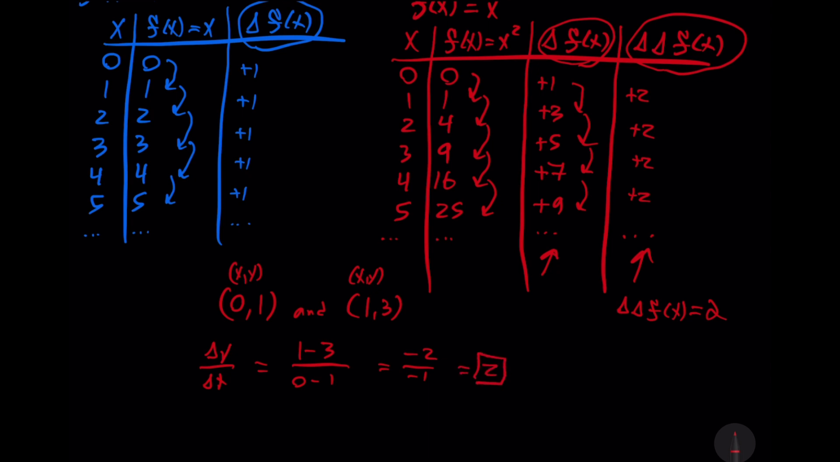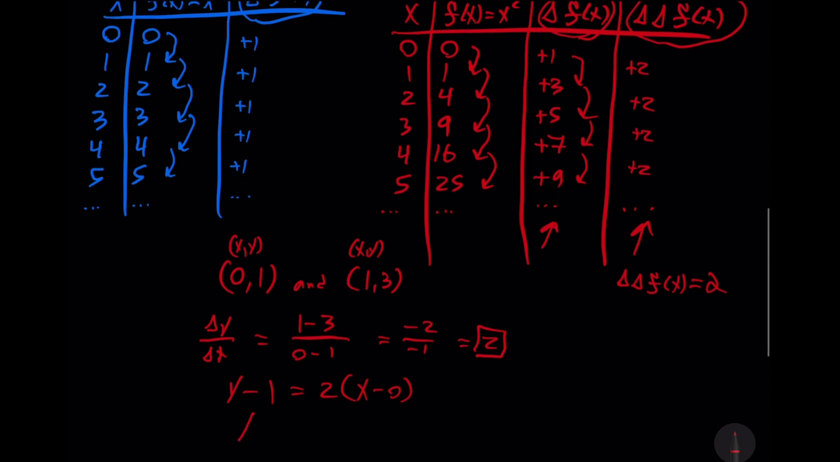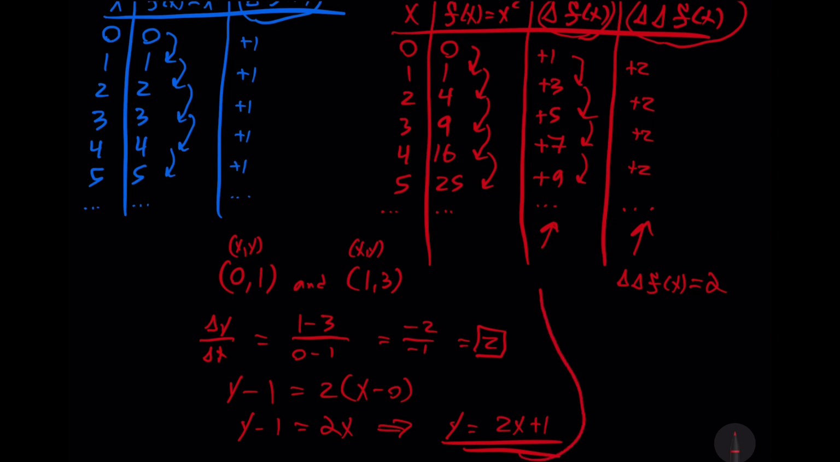And in fact, that pattern stays consistent. And then from there, you can construct the equation. So let's say we have y minus 1 is equal to 2 times the quantity x minus 0. So y minus 1 is equal to 2x. So y is equal to 2x plus 1. So that would be one way to describe this pattern up here.